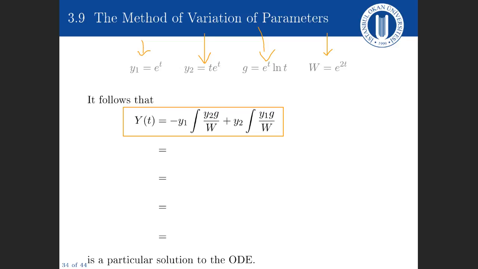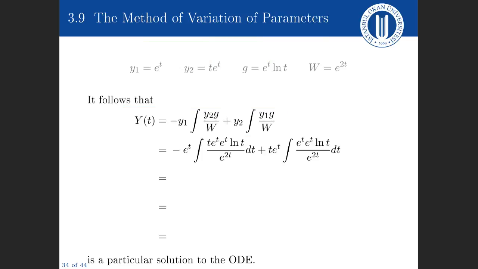I'm going to calculate this particular solution just on this slide. Put these functions in. And then we can see some of these terms are going to cancel. e to the power t divided by e to the power 2t, these are going to cancel. And in the second term, e to the power t on top, e to the power 2t on the bottom, these are going to cancel.